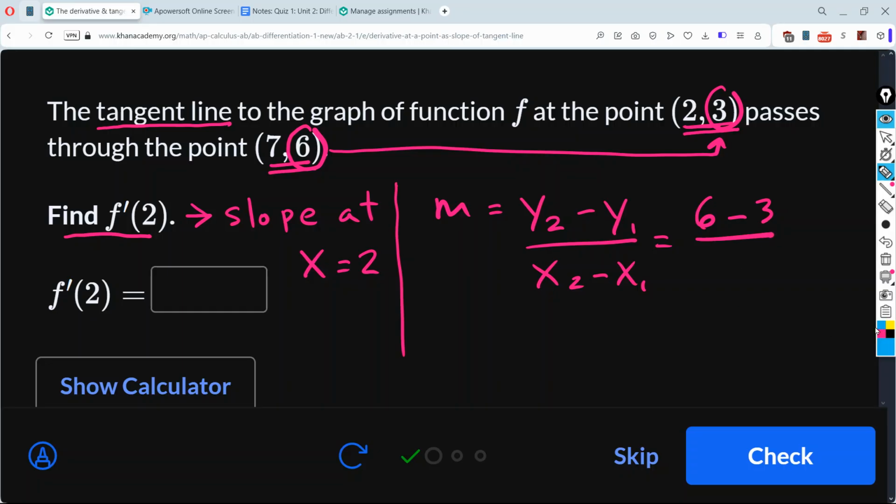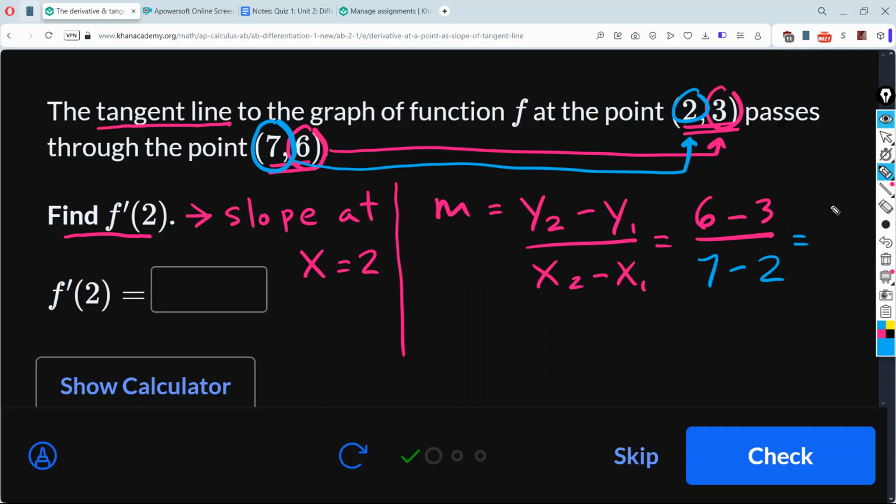And if you want a different color here for the x coordinates, I will do 7 minus 2. Okay, that's in the denominator. 7 minus 2. Again, notice I have subtracted in the same order. If I did 3 minus 6, I would have to do 2 minus 7. Make sure you go in the same order.